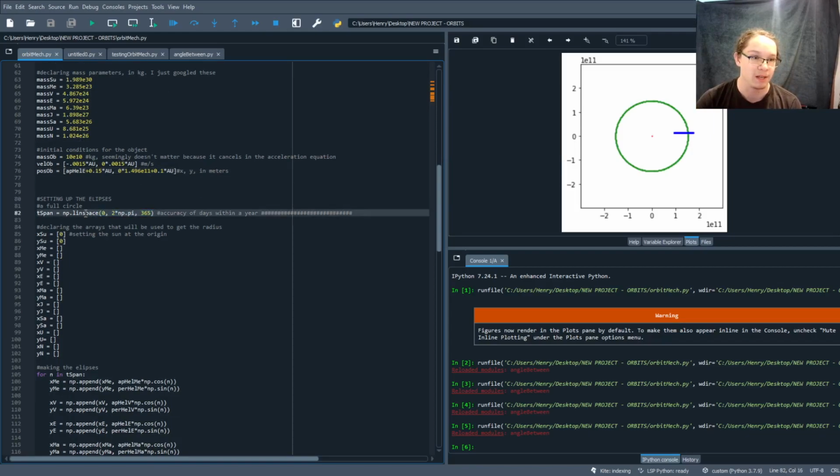This is the ellipse. This is for the Earth, 365 days around a circle. I make it an ellipse later by applying the aphelion and perihelion distances.